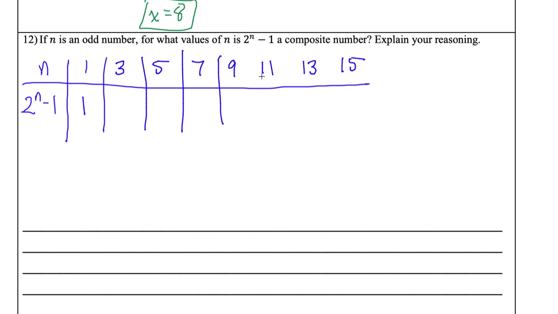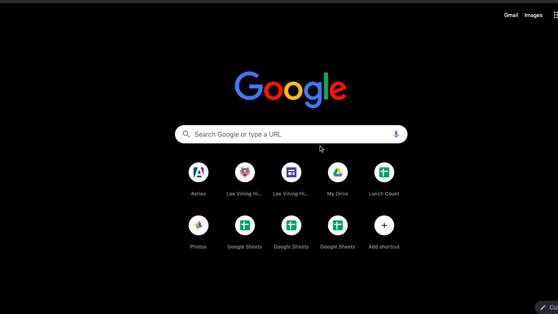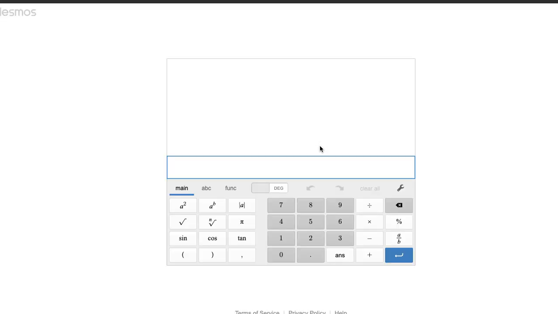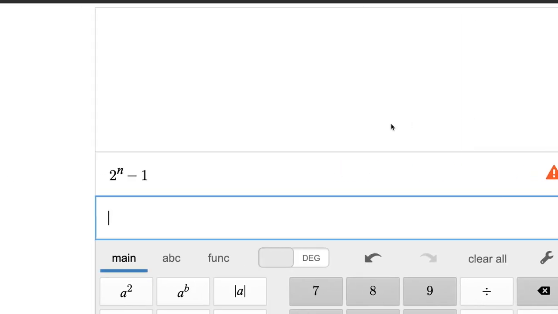I should note also that you have a calculator on here, so I might as well just pull that up to show you the quick way of doing this. Let's go to desmos.com/scientific, and when that pops up, I'm just going to do 2 to the power of n minus 1. Hit enter. Huh, nothing happens. And let me zoom in here so that you guys can all see what's happening.